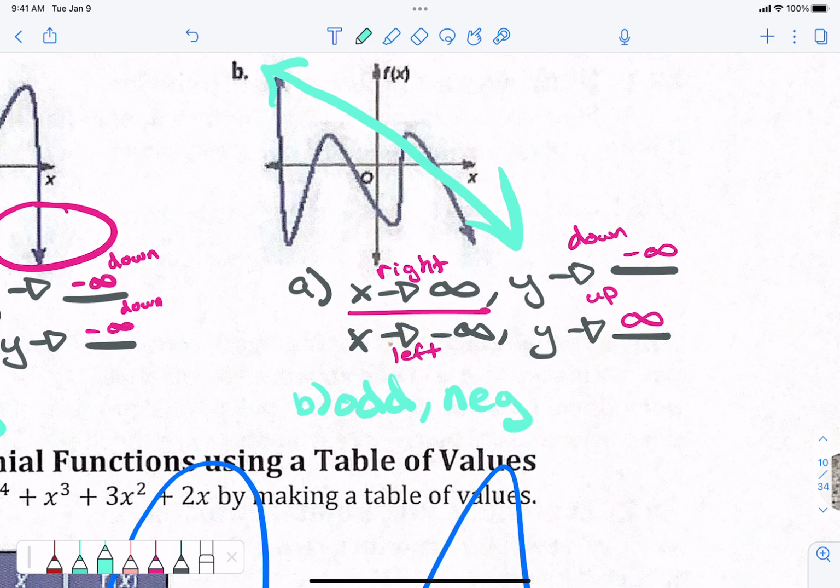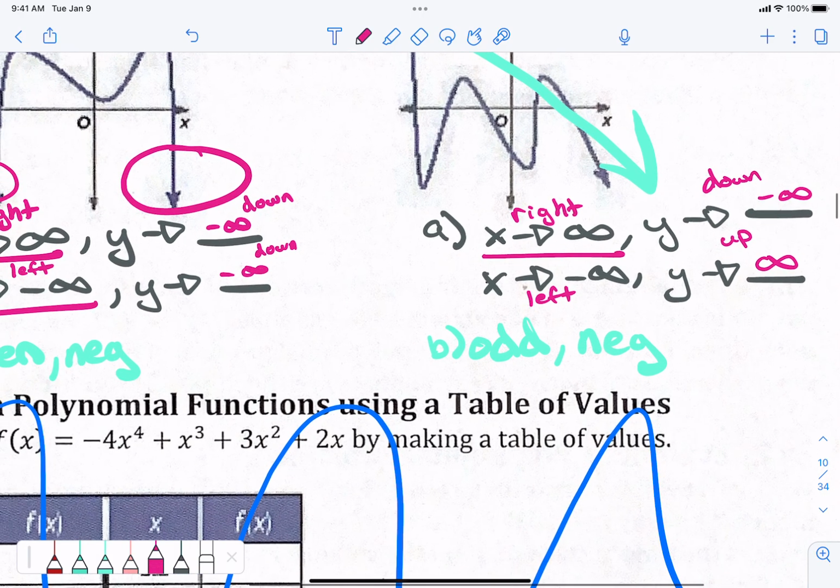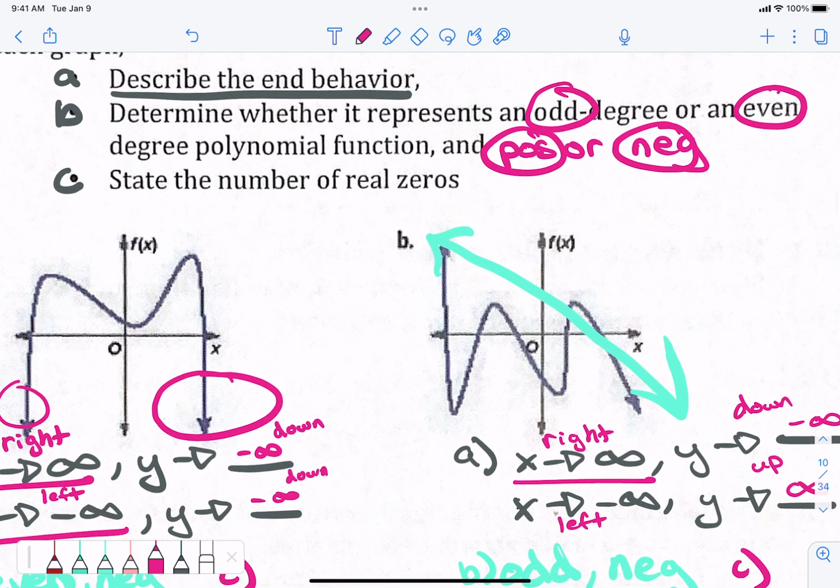All right, part C. Let's go over part C. Part C, you already know how to do. C says state the number of real zeros. What's a zero? It's where it touches the ground. X-intercepts, right? The x-intercepts.